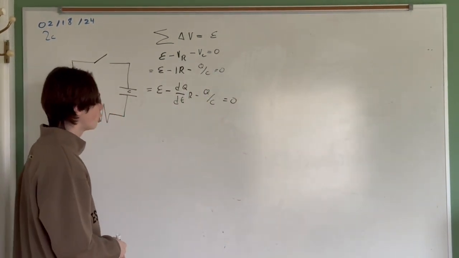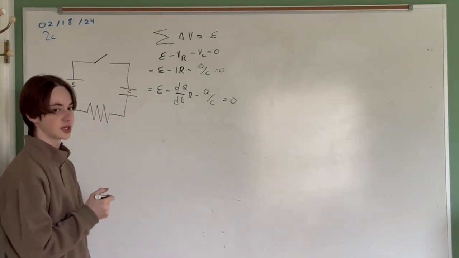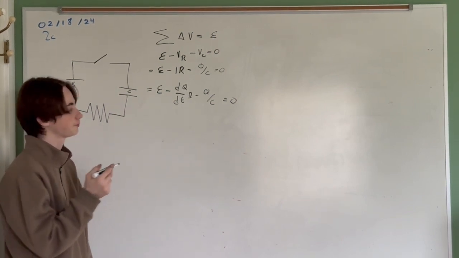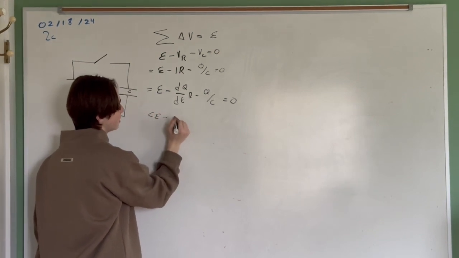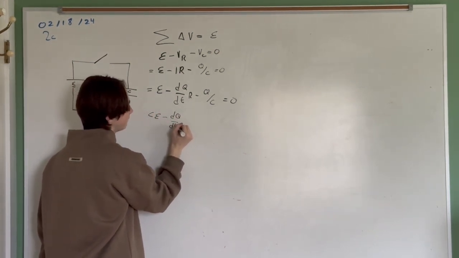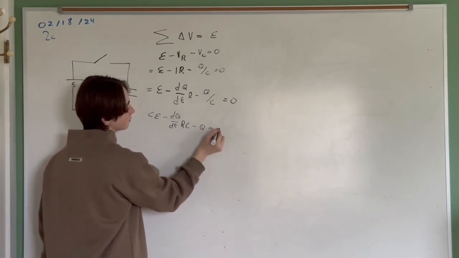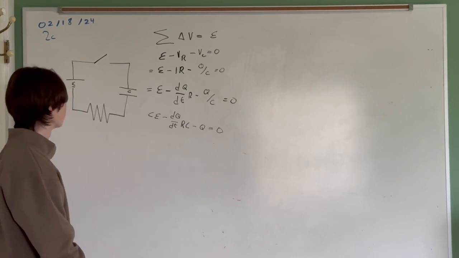So next we're going to multiply all by C. What were we trying to find in this question? We're trying to find an equation for Q based on time. And then we're going to also find an equation for V based on time and an equation for I based on time. So let's multiply all by C. C epsilon minus dQ/dt RC minus Q. And that just gets Q by itself here.